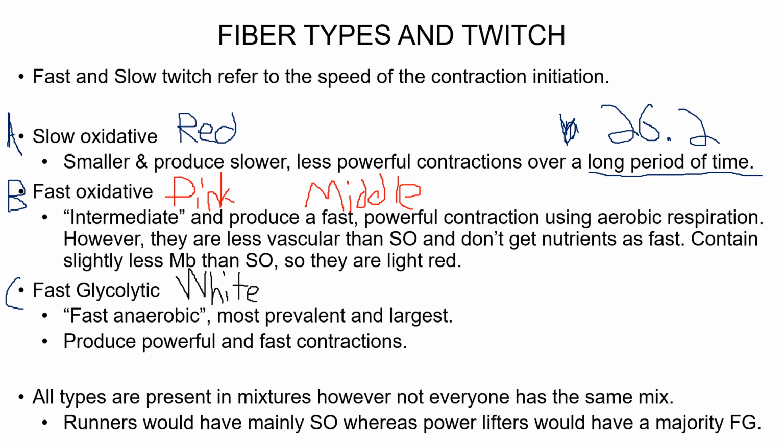Now, before we move on to the next slide, I want to make this very clear. All of you, all of us, we have a combination of all three types of these muscles, okay? So if somebody says, I'm really good at slow twitch or I'm really good at fast twitch, yes, that is possible. But you have all three of these in almost all of your muscles.